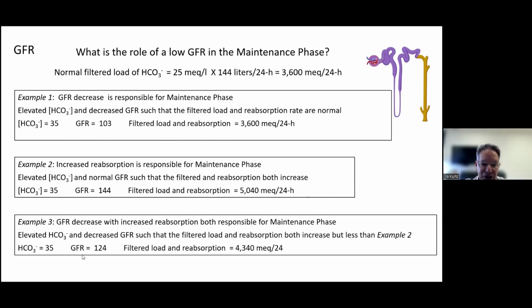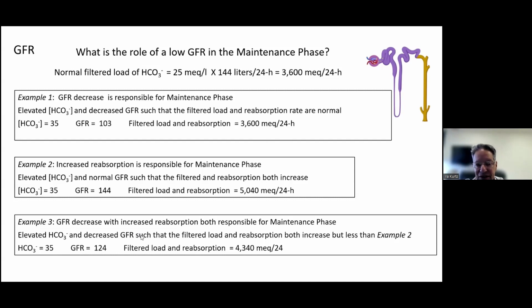Or you could have both. I mean, you could pick numbers in the middle. The GFR decrease with increased absorption are both responsible. So take the bicarb of 35 and pick a GFR in the middle between these two extremes, let's say 124. So here we have a filtered load and reabsorption of 4,340. So here the nephron transport rate has gone up from 3,600. It's gone up by about 700 milliequivalents a day. But the rest of the maintenance is due to the GFR.